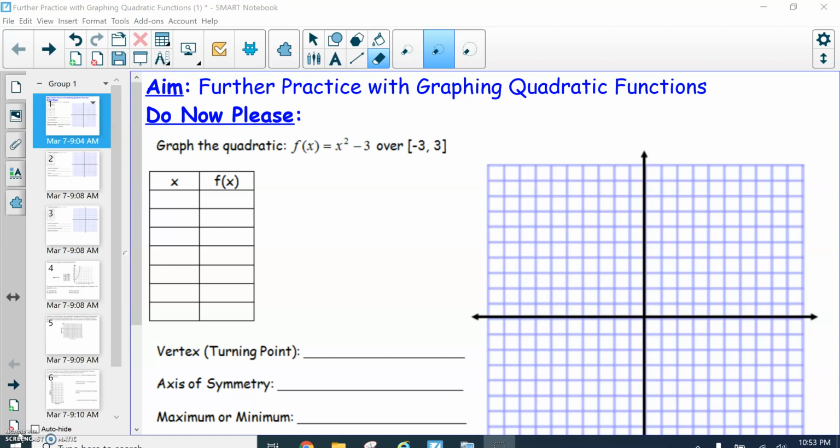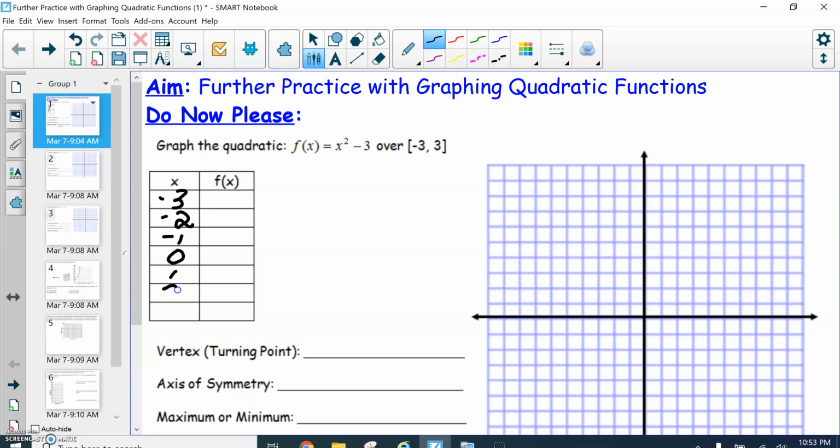Okay, so in this first example we want to graph the quadratic f of x equals x squared minus 3 over the given interval, -3 to 3. Okay, so that given interval is our domain or our x values. So I'm going to go ahead and fill them in on the table underneath the x column. So we got -3, -2, -1, 0, 1, 2, 3.